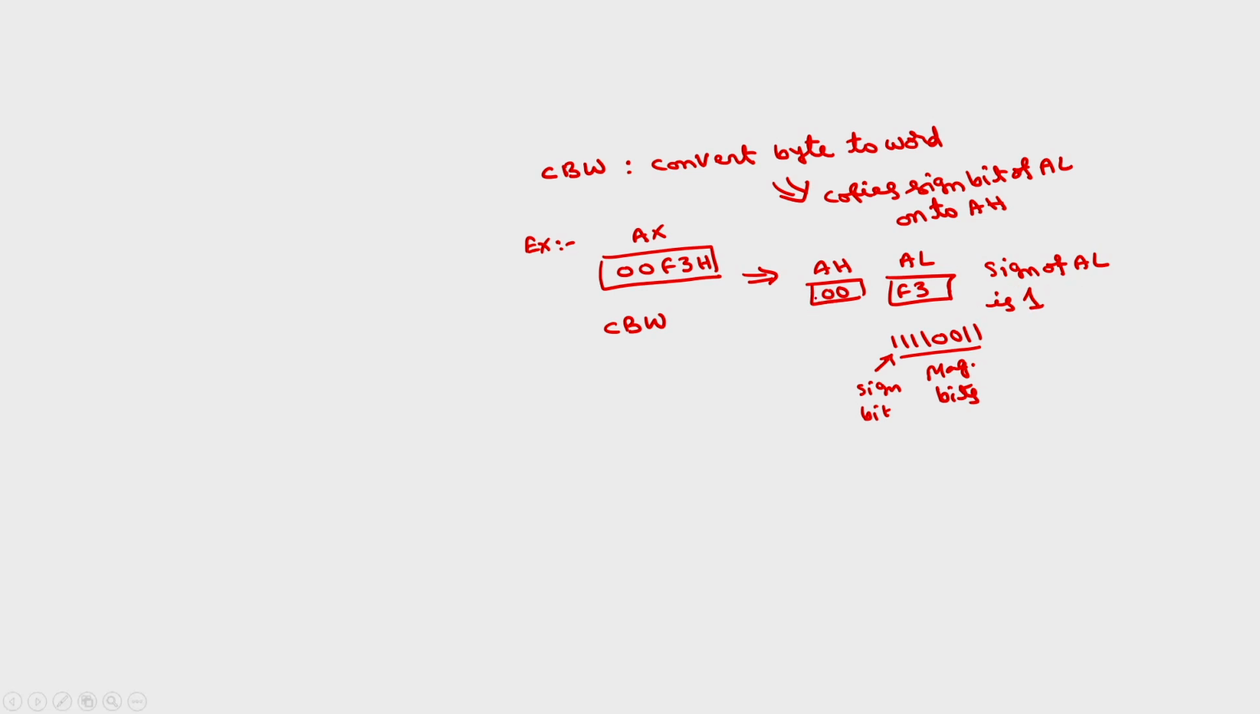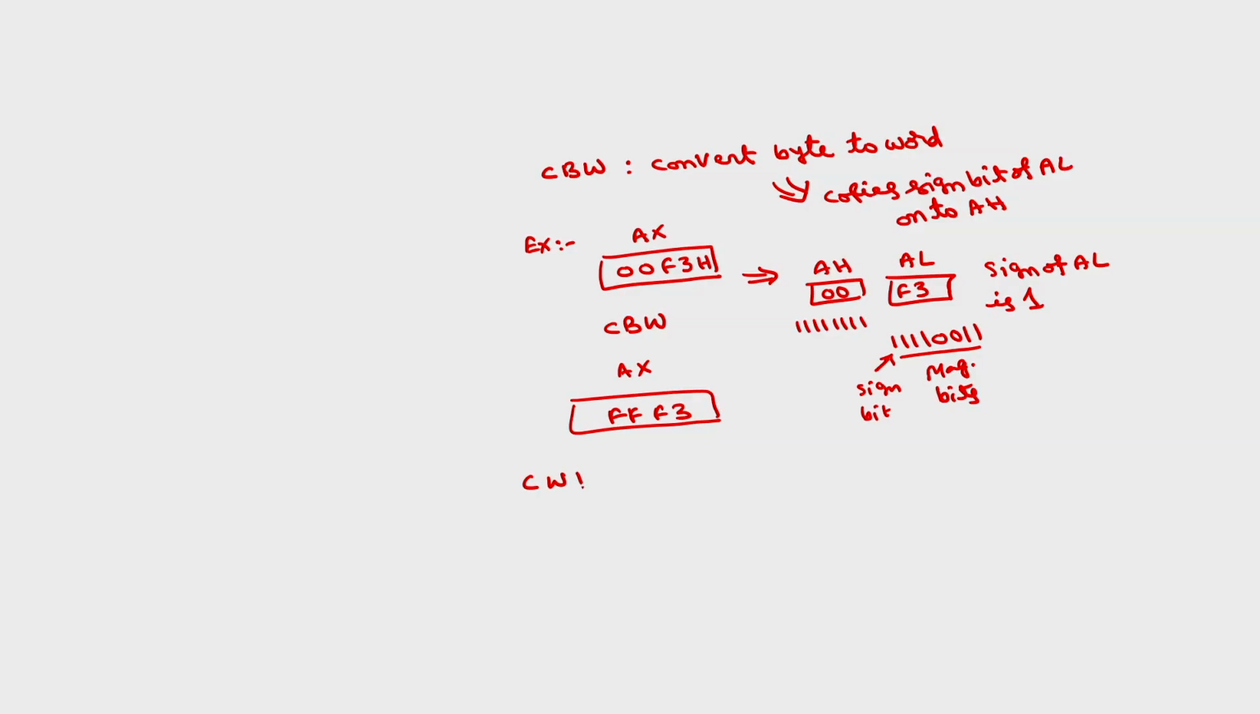So AH now becomes FF, and AL stays F3. The sign bit will be copied onto AH, meaning AH was initially 00, and now it is filled with 8 ones, which is nothing but FF. So to copy the sign bit of AL onto AH, we will use CBW.